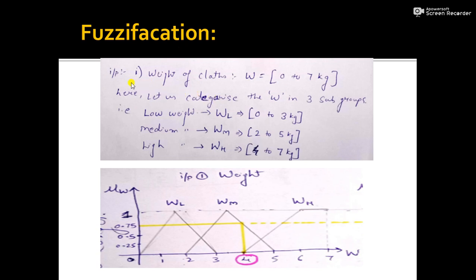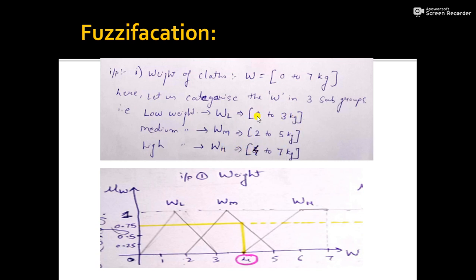Here the first thing we are going to select is the weight of the cloth. So the weight of the cloth we have selected has a range of 0 to 7 kgs. Now this weight, we are going to subcategorize into three parts. That is nothing but low weight, medium weight and high weight. Again the ranges have to be considered for it. So low weight is nothing but 0 to 3 kgs, medium weight is 2 kgs to 5 kgs, and high weight is 4 kgs to 7 kgs.